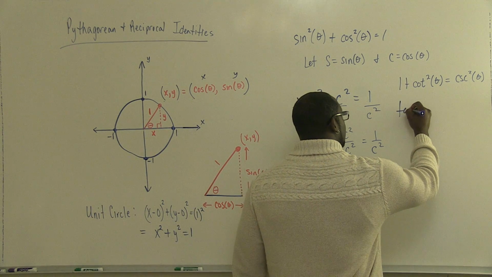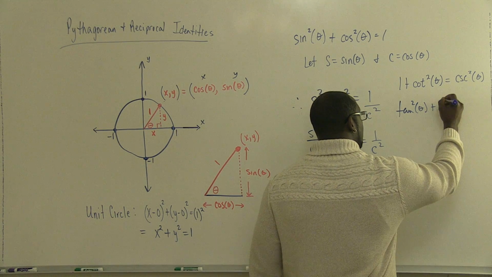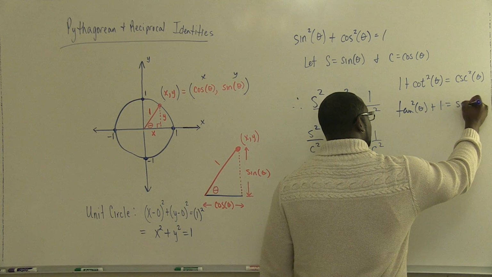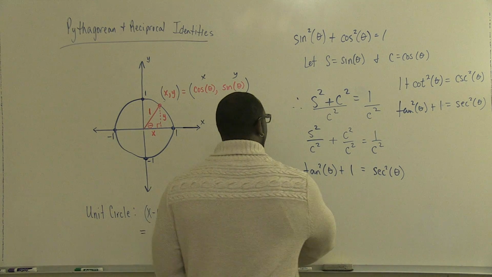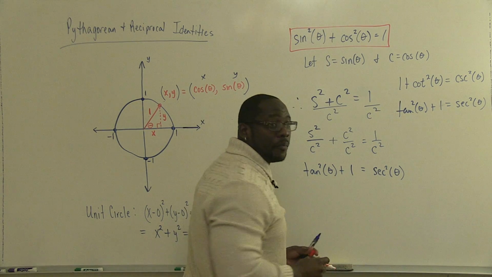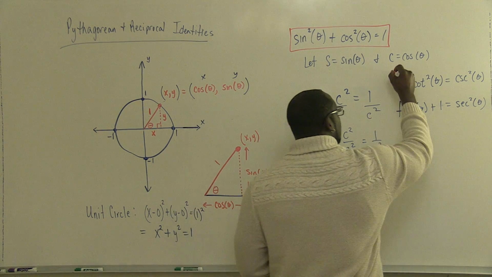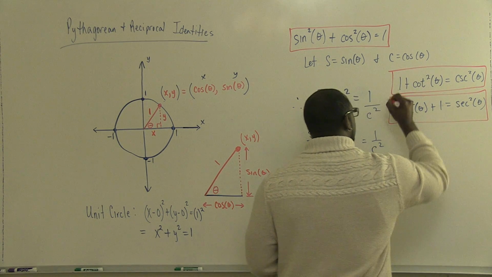And so with that, we have our other reciprocal identity. So we have tan squared theta plus 1 is equal to secant squared theta. And so with that, we have our basic fundamental identity, and we have the two reciprocal identities.